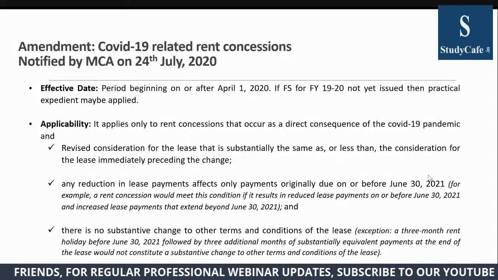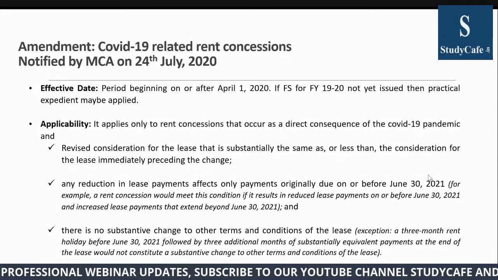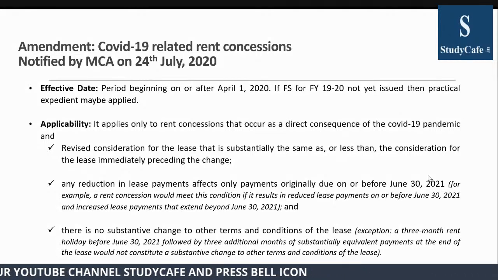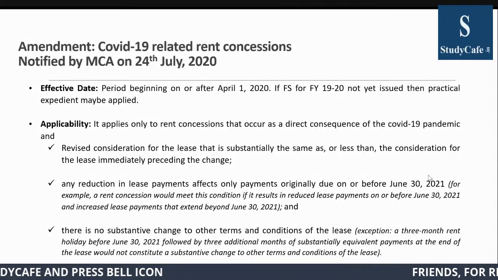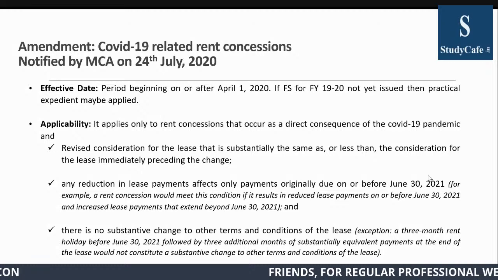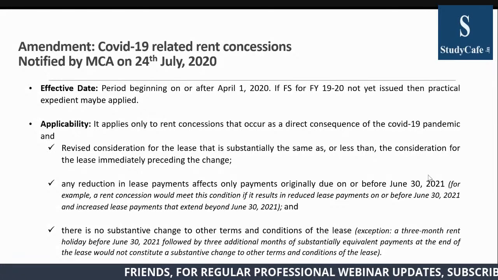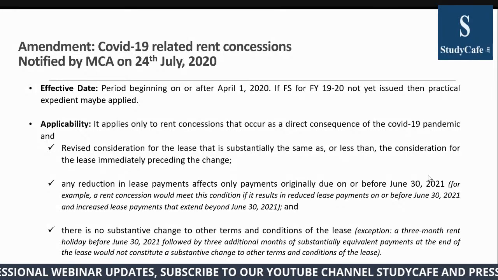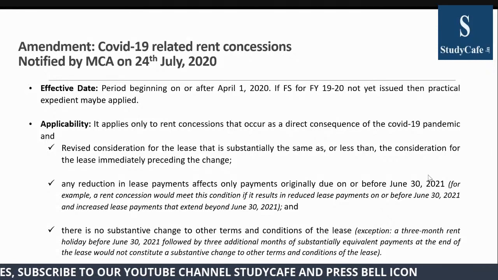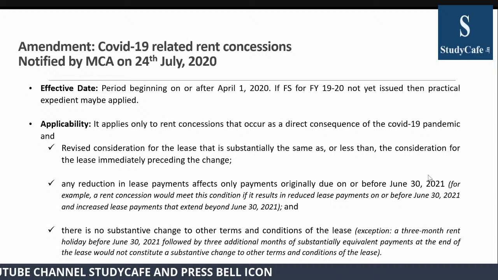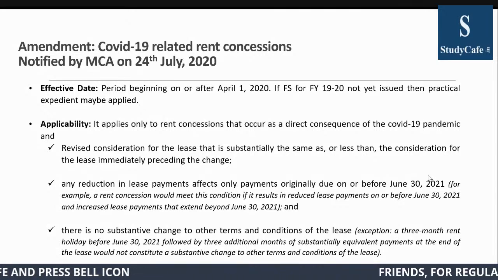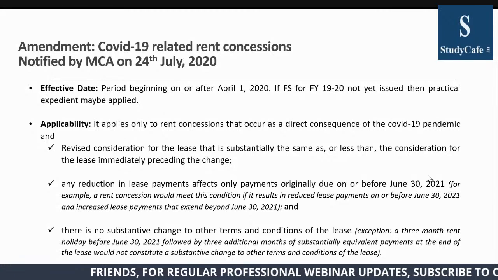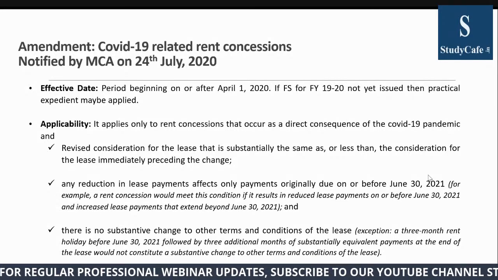The third condition is that there should not be any substantive change in any other terms and conditions of the lease. Because of this amendment, certain companies might change other terms and conditions of their leases and still apply this practical expedient. In order to avoid such malpractices, the boards have made it clear that there should not be any other change in the lease agreement. So if these conditions are fulfilled, and the rent concession has occurred as a direct consequence of the COVID-19 pandemic, then only this practical expedient can be applied.